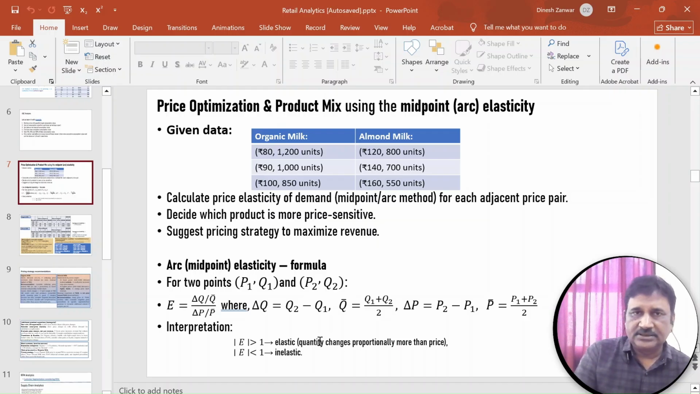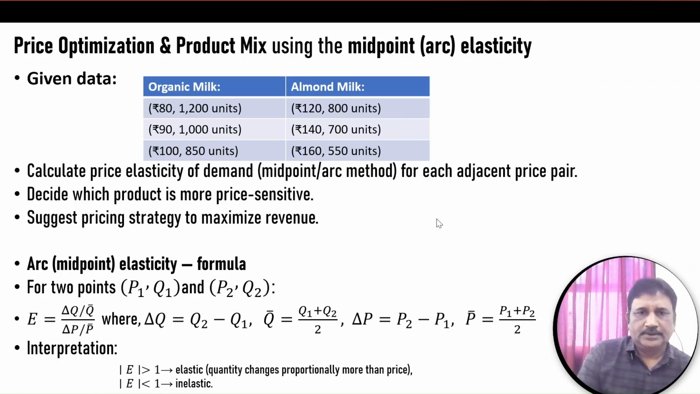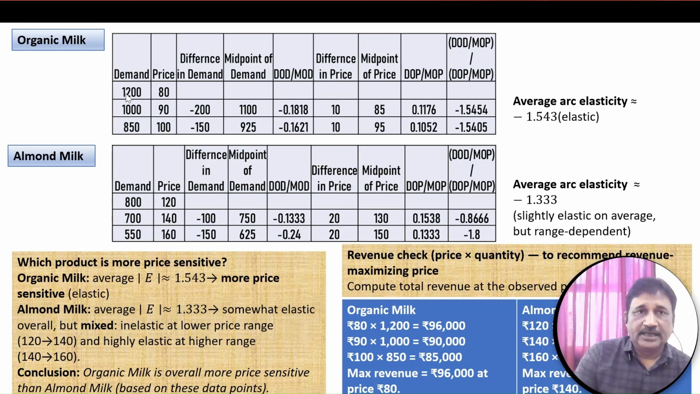So by taking this example, we will be finding price elasticity of demand in various ranges of the price for both organic milk and almond milk, and then we'll be discussing the price based upon the price elasticity of the demand. Okay, so let's see here. Organic milk, as we had the data in the previous table: at a price of rupees 80, demand was 1200. At a price of rupees 90, demand 1000. At a price of rupees 100, demand is 850.